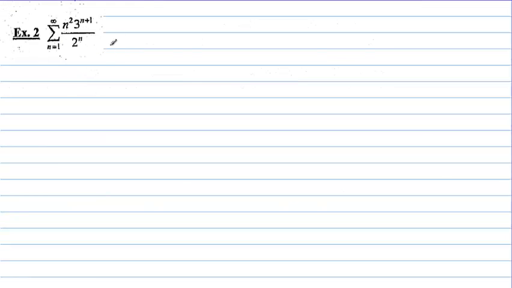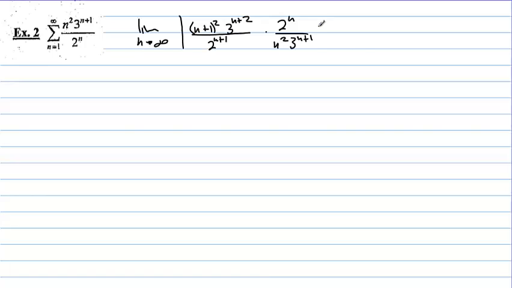In our next example, we're just going to do a couple of these. Limit as n approaches infinity of, now I'm going to multiply by the reciprocal right away instead of writing division, but first we have to do the n plus 1 term. So we have n plus 1 squared, 3 to the n plus 2 over 2 to the n plus 1. Now instead of dividing, like I said, we'll multiply by the reciprocal right away. So we have times 2 to the n over n squared, 3 to the n plus 1.